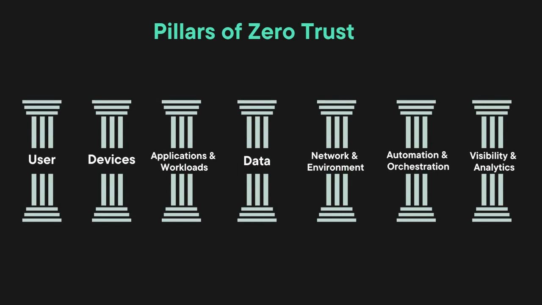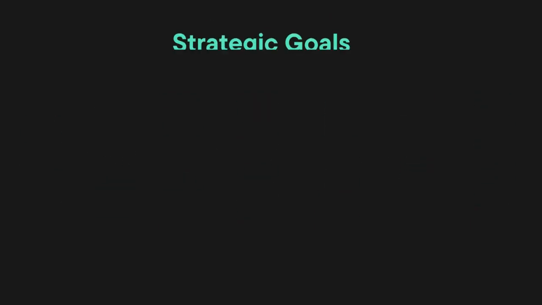According to this strategy, zero trust is built upon seven pillars: users, devices, applications and workloads, data, network and environment, automation and orchestration, visibility and analytics. These pillars are the foundation of the zero trust security model, and they help determine the components of the zero trust architecture. So all of the four strategic goals or the capabilities will eventually be a subset of these seven pillars.